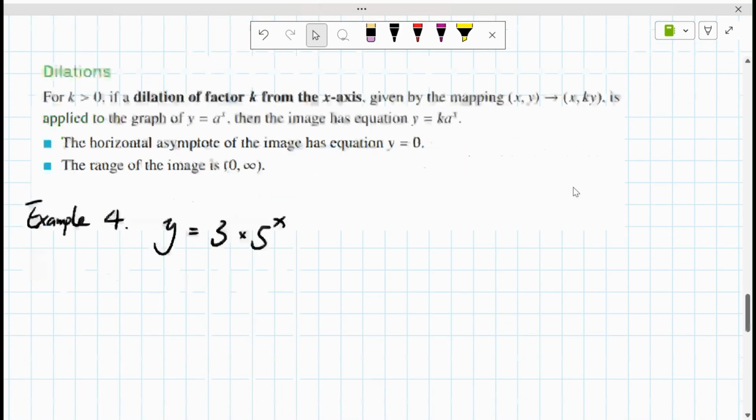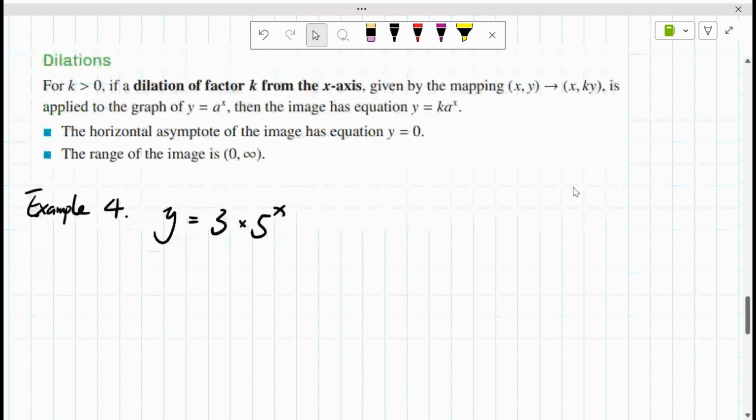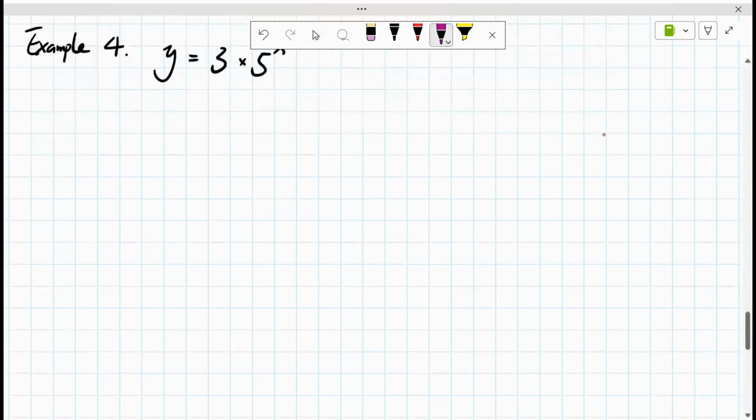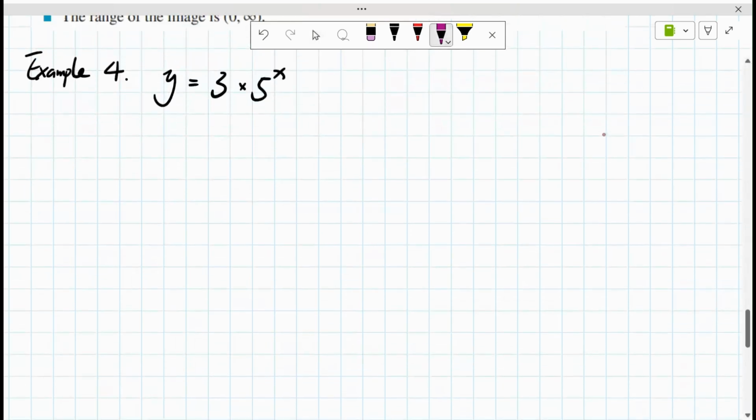And we're going to learn something called dilation. All right, dilation from the x-axis. So we're going to start by dilating by k, the y being dilated, which is y equals k times a to the power x. And still the horizontal asymptote is y equals 0, and the range is still the same, so it's 0 to positive infinity. And let's have a look at how we do this question.